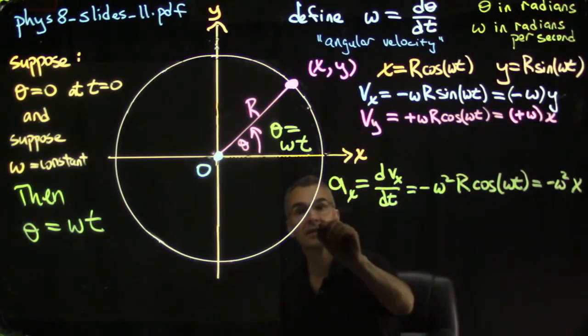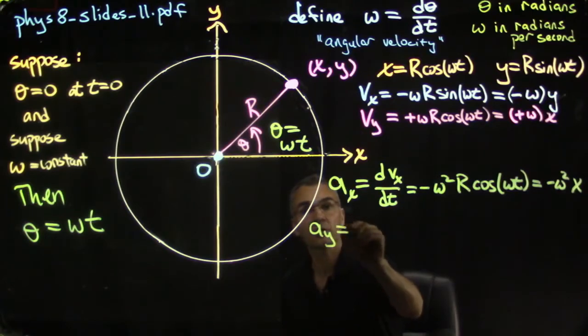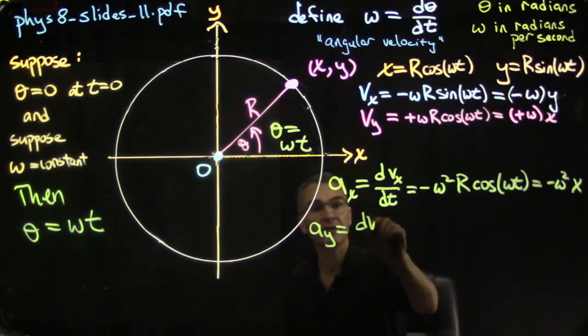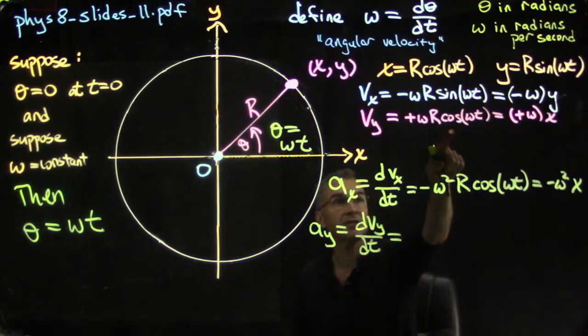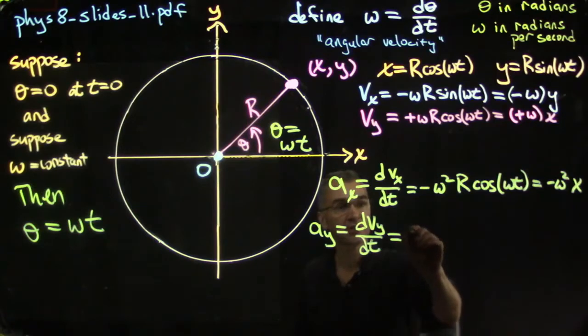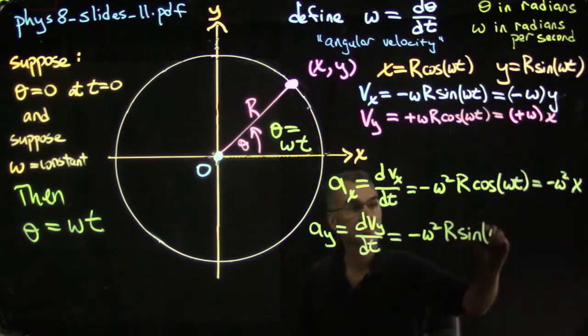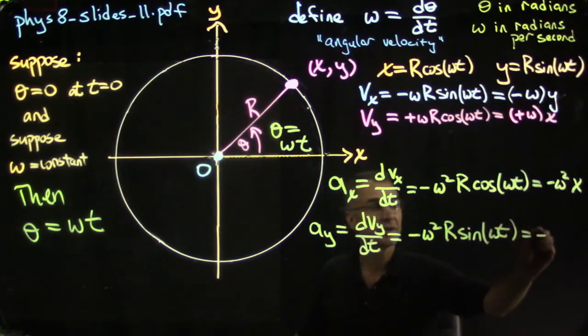And then the acceleration in the y direction is the rate of change of the velocity in the y direction with respect to time. So this is cosine omega t. The derivative of cosine is the negative of the sine. So we have minus sine. This is a constant, this is a constant. And then the derivative of the inside here is just a factor of omega. So this gives us minus omega squared r sine of omega t, which turns out to be minus omega squared times y.